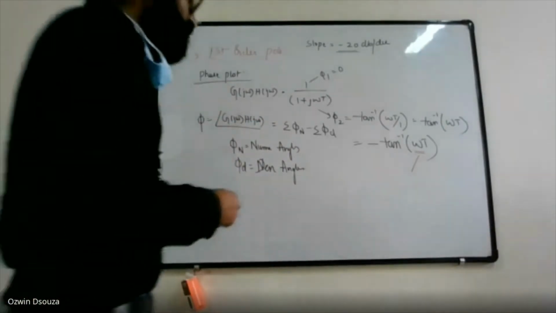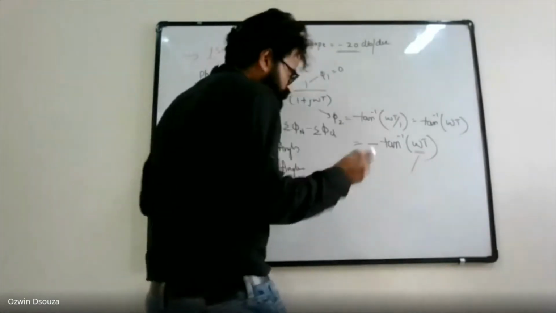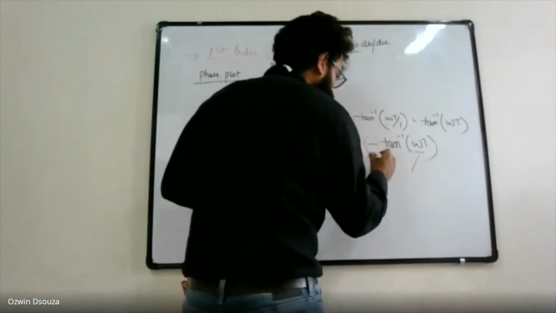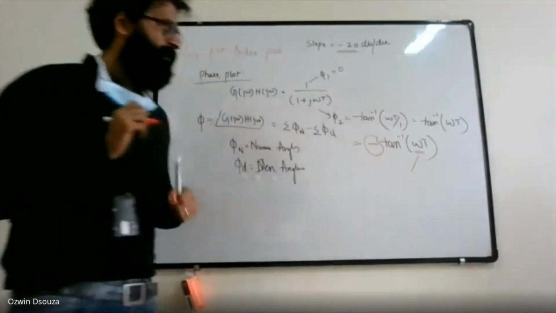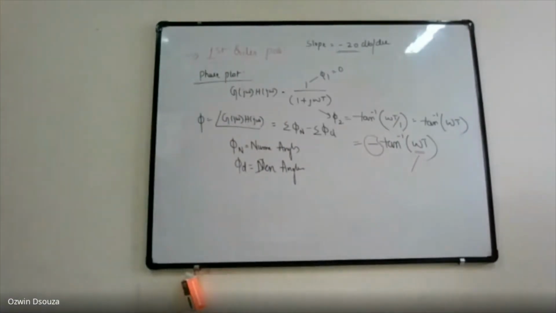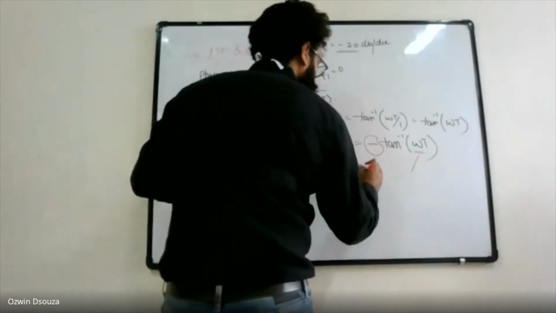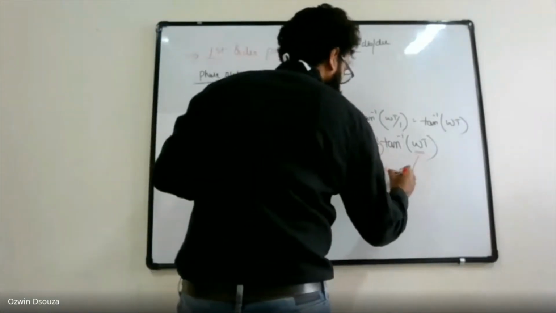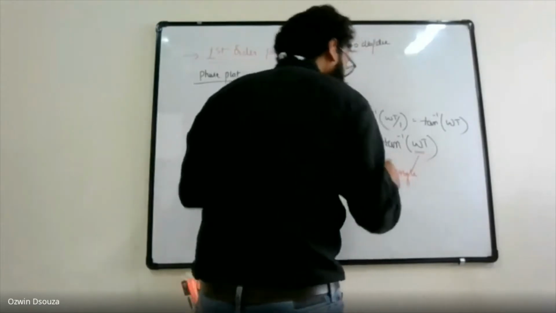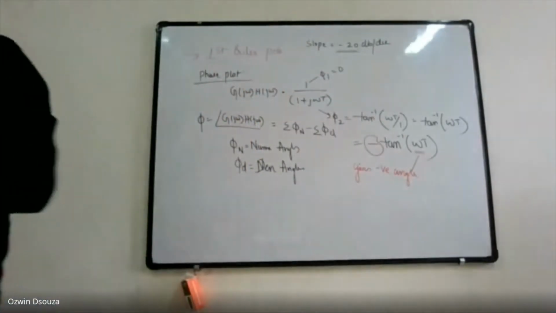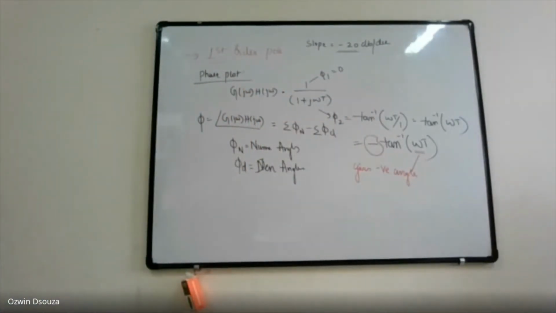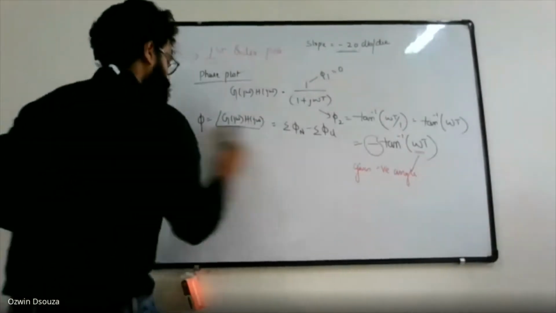The noticeable information in this particular discussion is that your first order pole gives a negative angle, and the first order pole also gives a negative slope. All right, so that is the main thing.